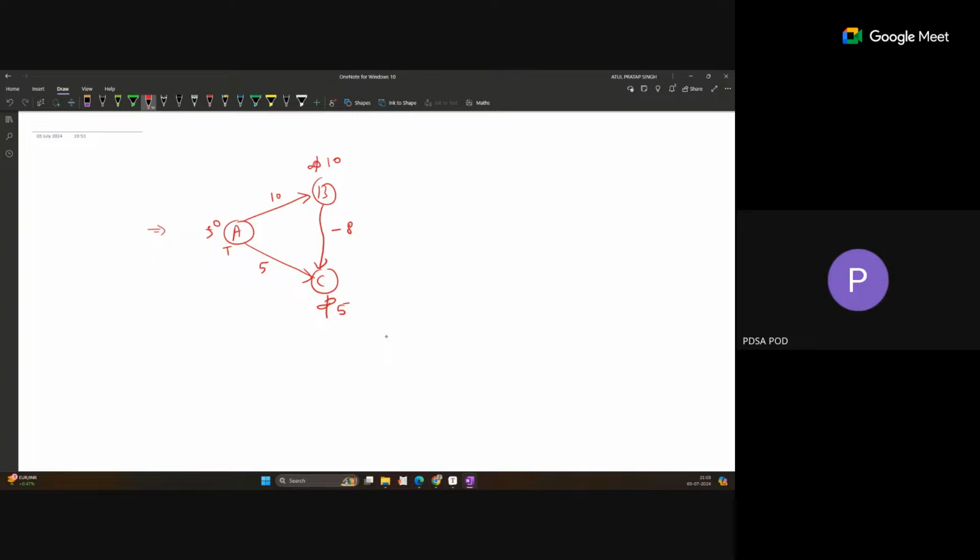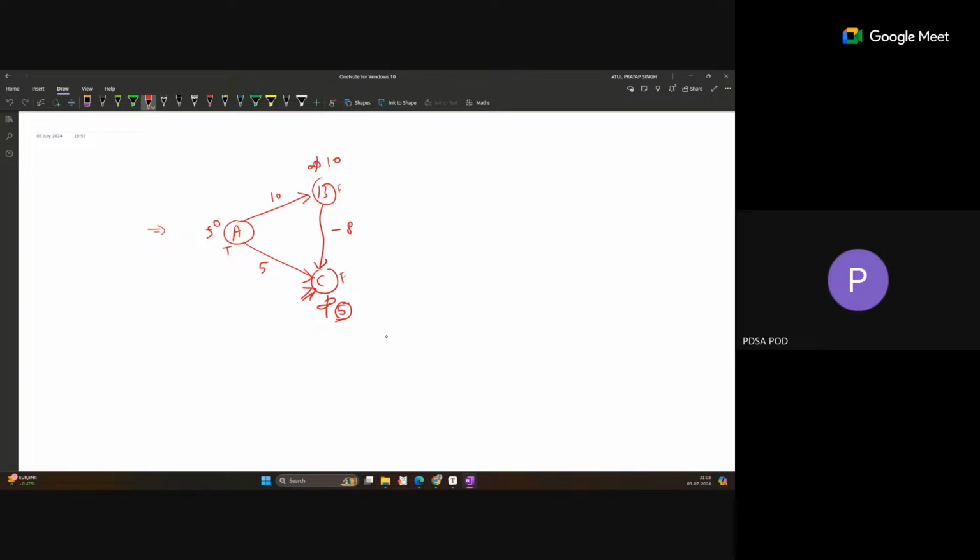So B and C are both not visited yet, and they contain distances 10 and 5. Which node will be selected next? C, because it has the shortest, minimum distance. This 5 will be selected because it is the minimum among the unvisited vertices. So we will select C next.